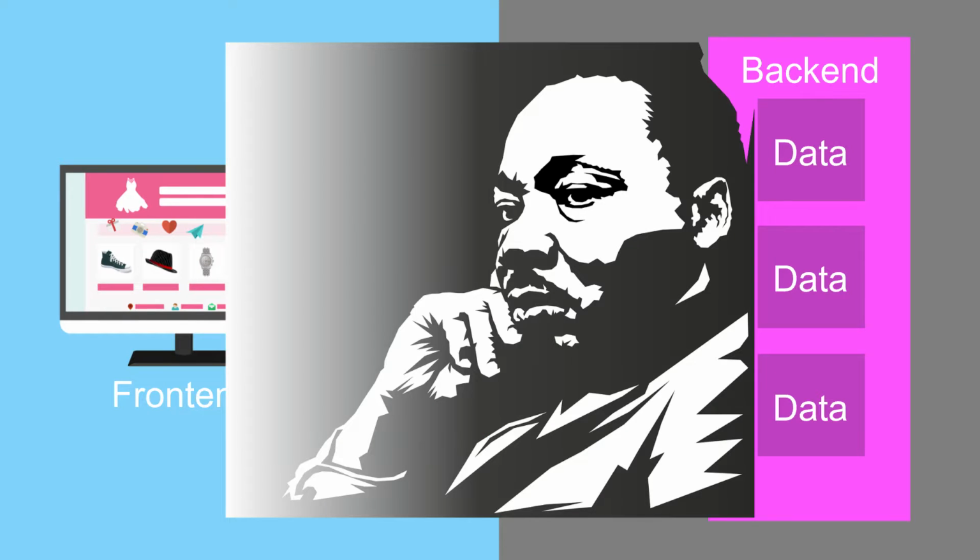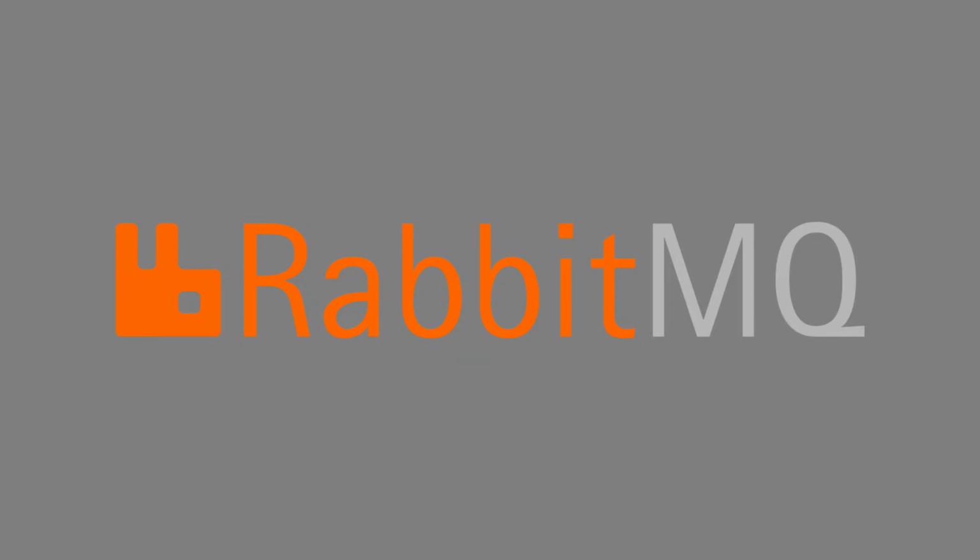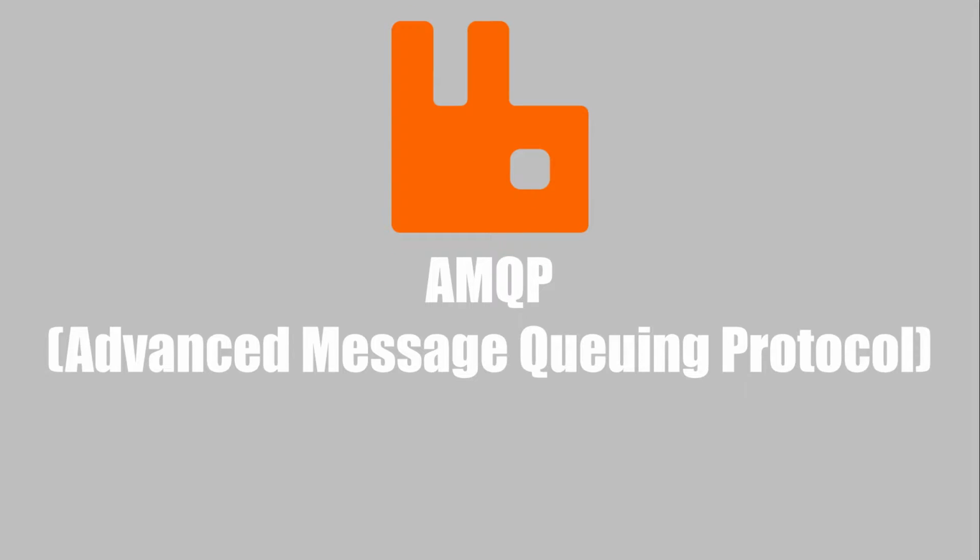But don't you think that's not always the case? There may be some processing that may take more than just a few seconds. So that's when the message queuing technology makes more sense. So today we will be speaking about message queuing technology using RabbitMQ. RabbitMQ is a message broker based on AMQP, which stands for Advanced Message Queuing Protocol.